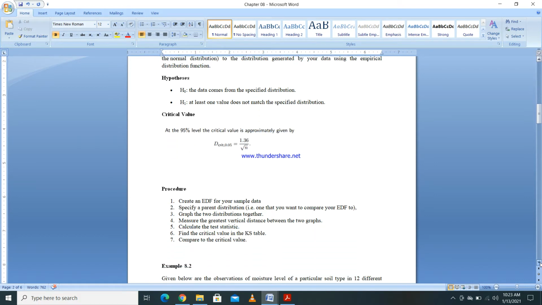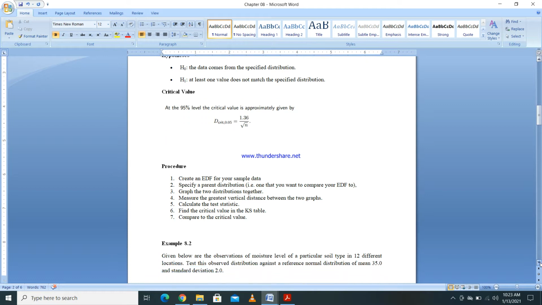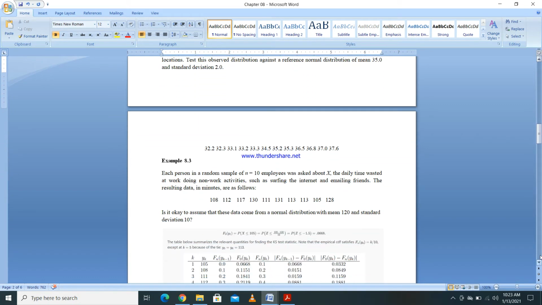So let's see how to calculate this using an example. If you look at example 8.3, it says each person in a random sample of n equal 10 employees was asked about X, the daily time wasted at work doing non-work activities such as surfing the internet and emailing friends. The resulting data in minutes are as follows. Is it okay to assume that this data comes from a normal distribution with mean 120 and standard deviation 10?